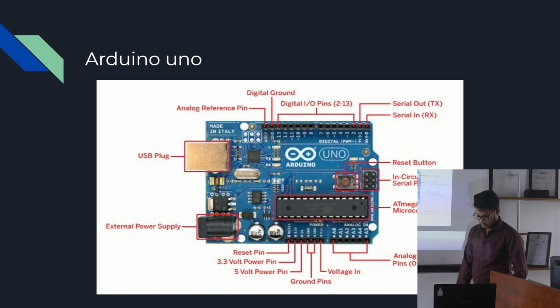and ATmega328 microcontroller chip, in circuit serial programmer, and reset button, RX and TX pin. RX and TX pin stand for receiving and transmitting. In the serial communication, we need these pins, and 2 to 13 digital I/O pins, digital ground, and analog reference pin.